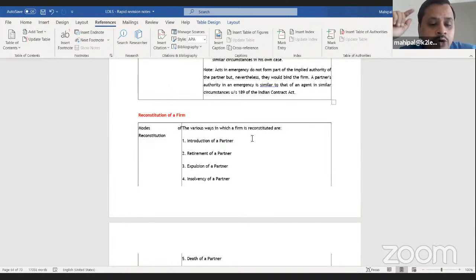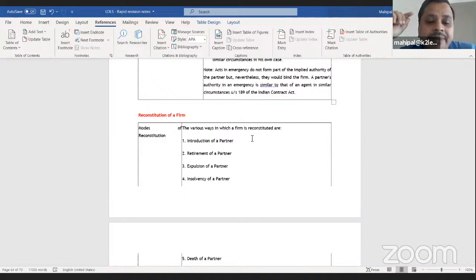Outgoing partner. An outgoing partner will be liable for all those acts done before his retirement, or all those acts which have started and not completed. He will not be liable for those acts which are done after his retirement, provided he has given the public notice. If he fails to give the public notice, he will be treated as a partner by estoppel or holding out. Expulsion means to say throwing out.